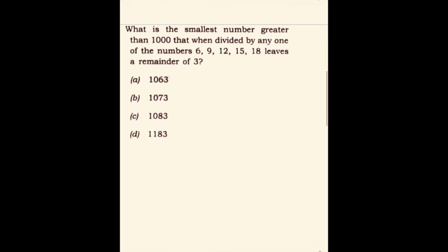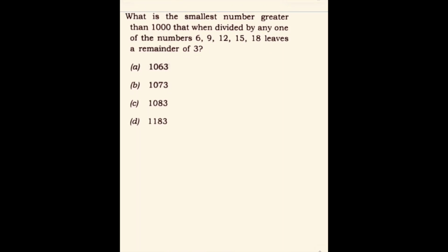Moving on to the next question, it says what is the smallest number greater than 1000 that when divided by any of the numbers leaves a remainder of 3. So in each case the remainder that is left is 3. So if we find the LCM of these numbers and add 3 to it, then we will get the actual number we are looking for. So again finding the LCM for 6, 9, 12, 15 and 18. So I will write them in the factorized form.